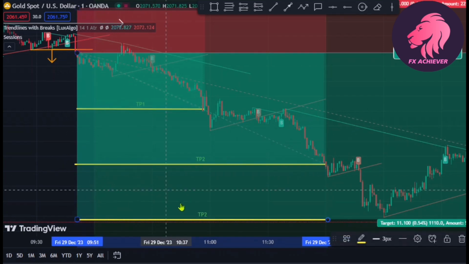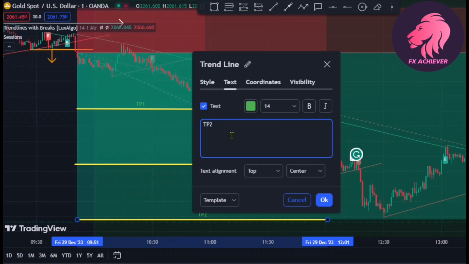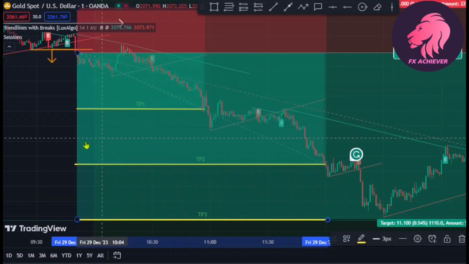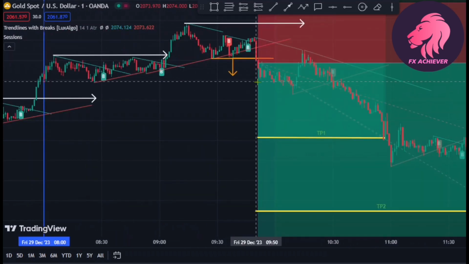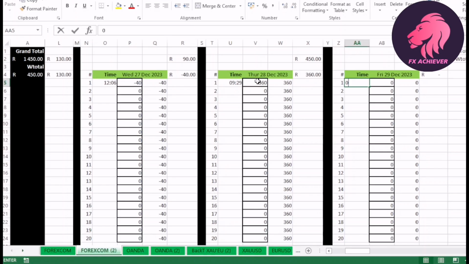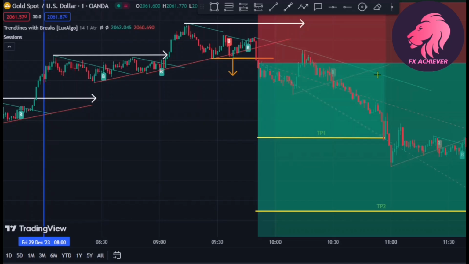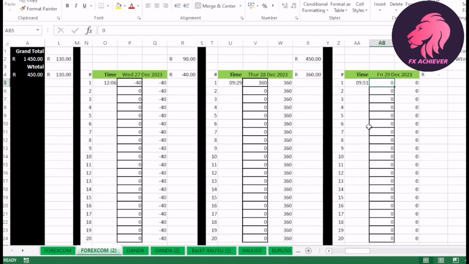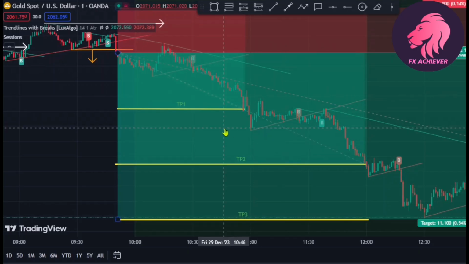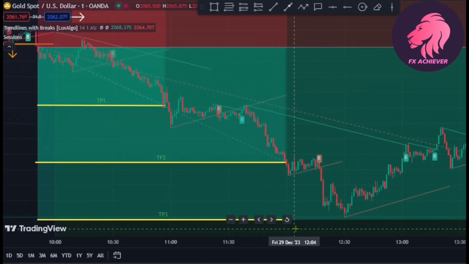Before going further, let me check the time on which I entered the trade. I entered my trade at 09:51 on a Friday, the 29th, and then TP1 got hit successfully, TP2 got hit successfully, and as you know, TP1 is $60, TP2 is 120, and now we are still waiting for TP3. So as I am still waiting for TP3, let me check how the trade went.